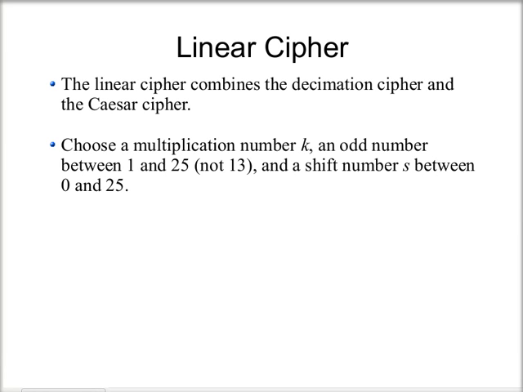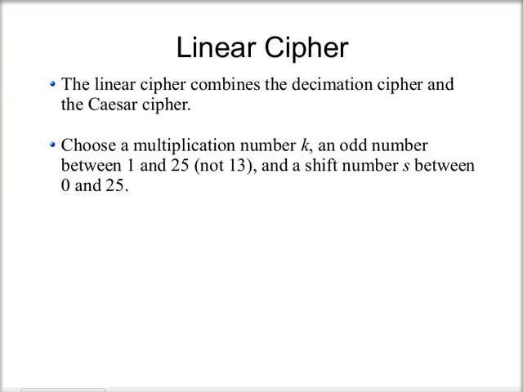To finish up section 17.4, we're going to look at two more encryption schemes, which are based off of the encryption schemes that we've already seen. So first, let's take a look at the linear cipher. This combines the decimation cipher and the Caesar cipher. A linear cipher is like first doing a decimation cipher to encrypt your message, and then encrypting it again using a Caesar cipher.